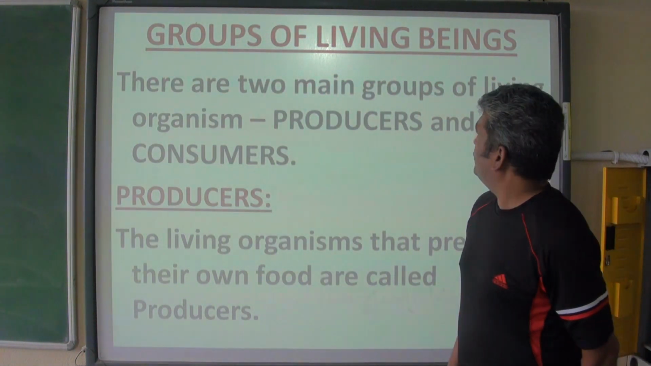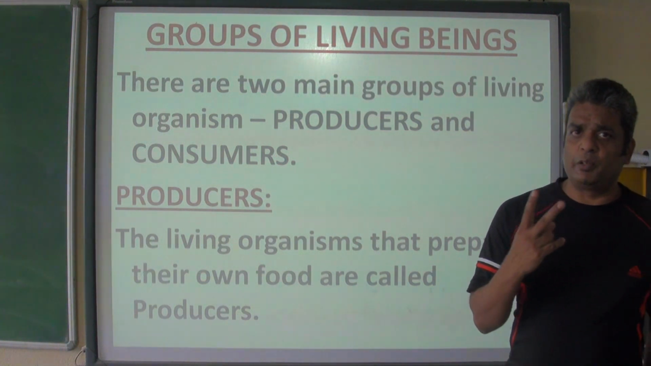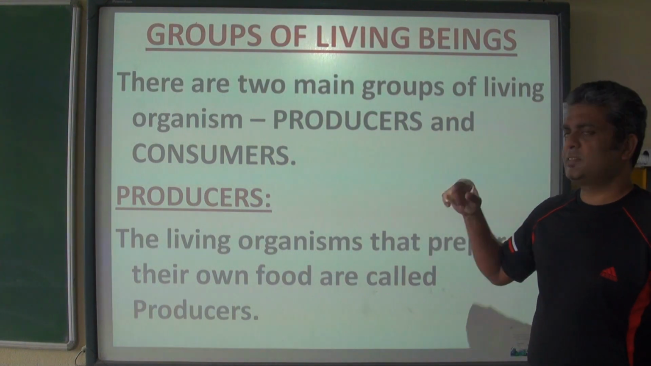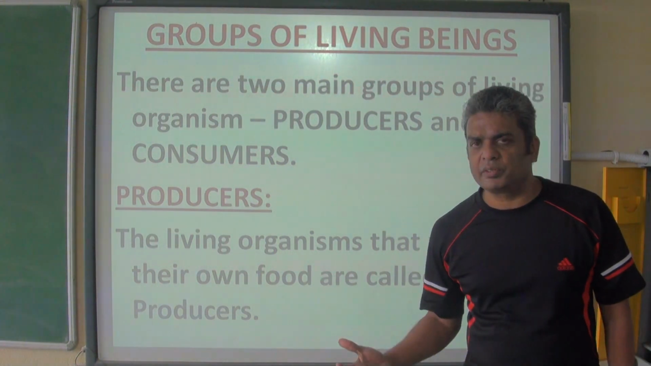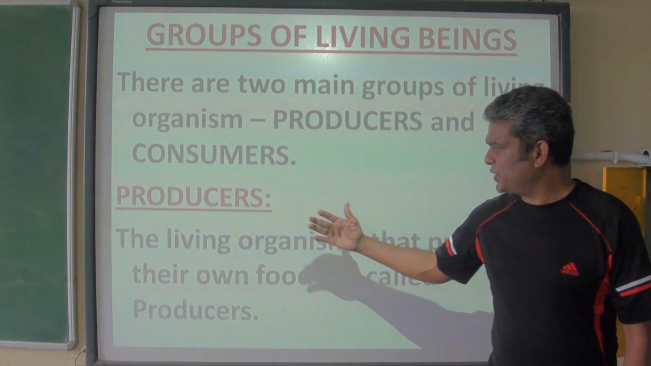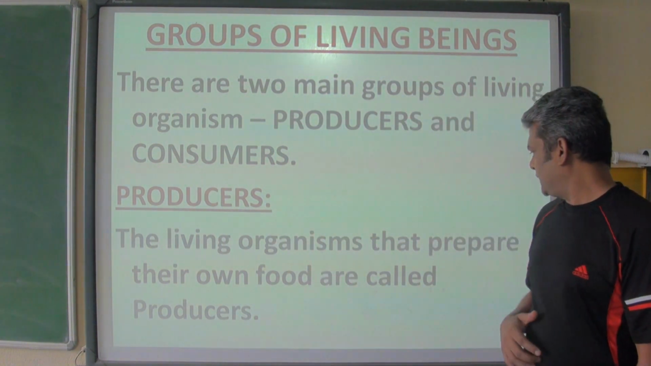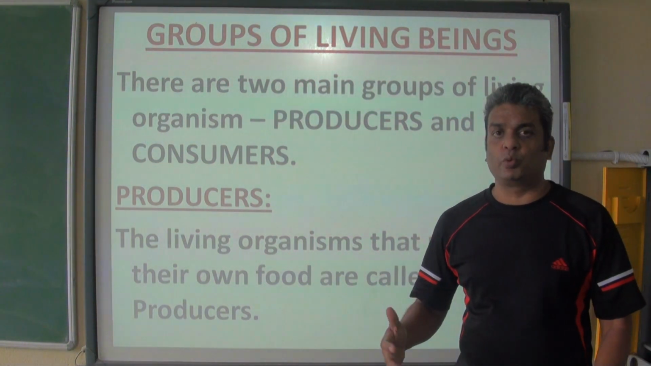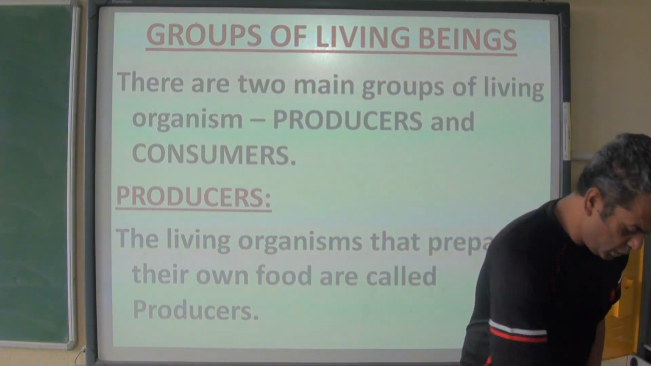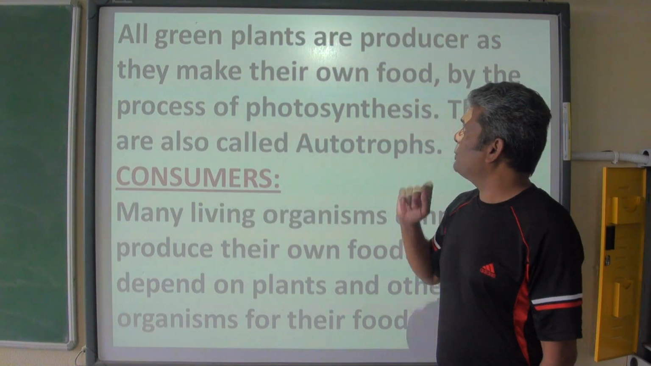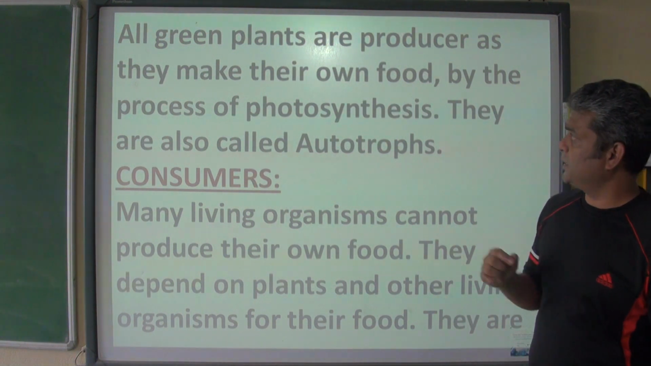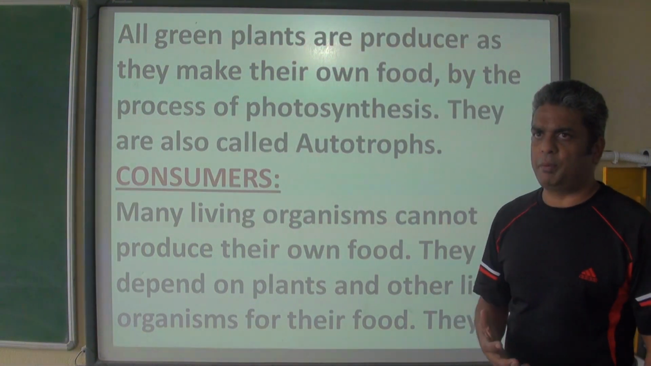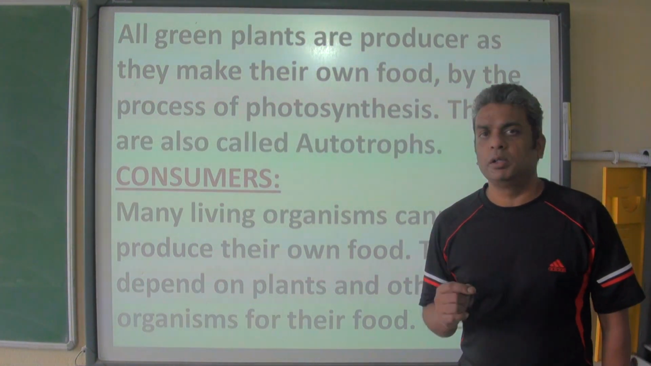Next, groups of living beings. Now there are 2 types of living beings. What are the 2 types, main groups of living organisms? Producers and consumers. Now, who are producers and who are consumers? Okay, producers. Living organisms that prepare their own food are called producers. Living organisms who can make their own food. And who are those? It's mostly all green plants are producers, as they make their own food by the process of photosynthesis. So only green plants which can make their own food are called producers.